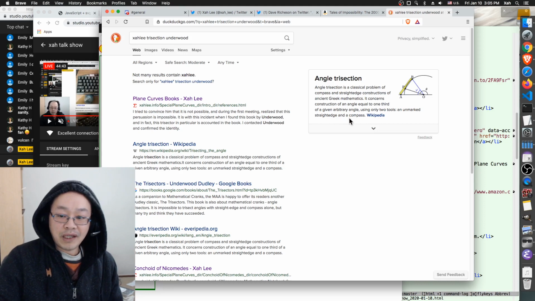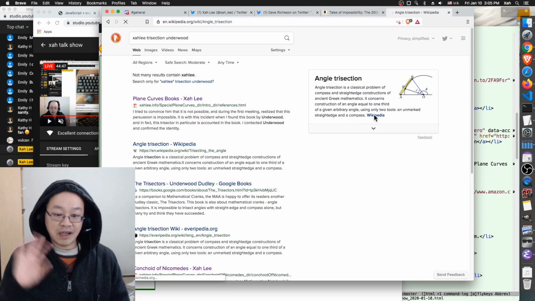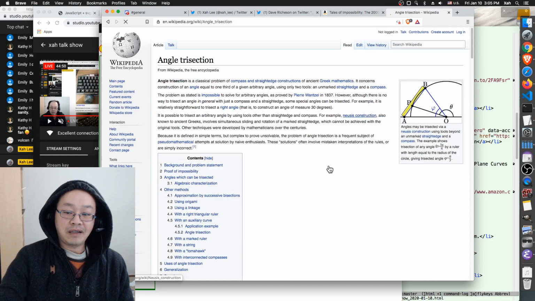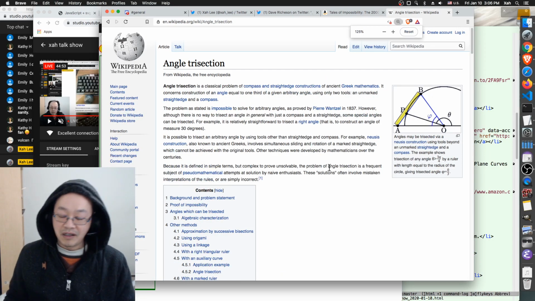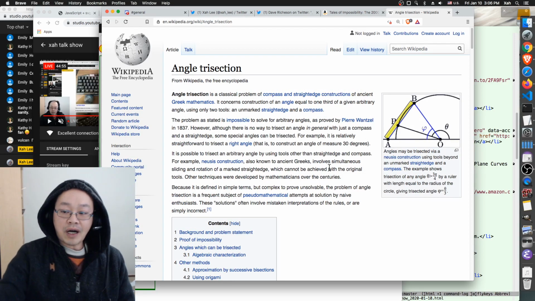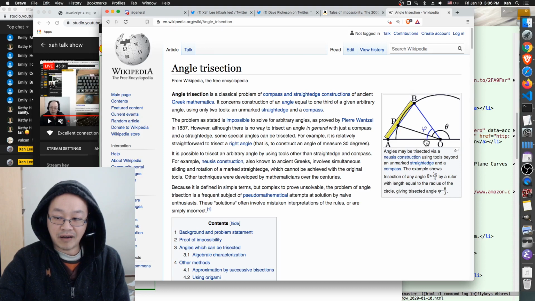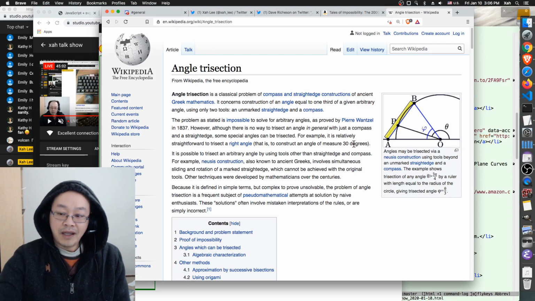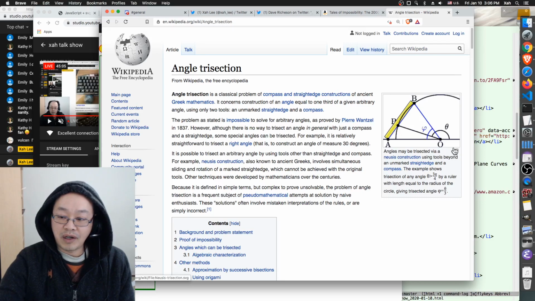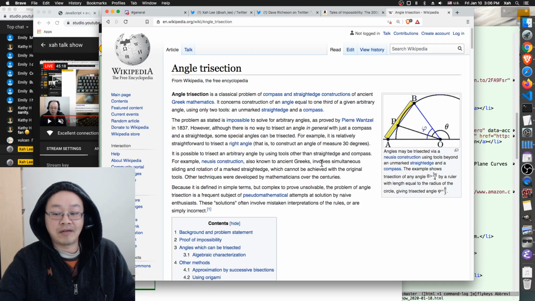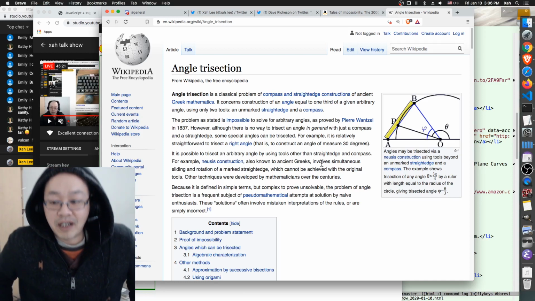So what is the problem? Today you can read it on Wikipedia. It'll tell you in detail. The problem is you are given an angle on a piece of paper. So you are given an angle, like 3 points. Then you want to draw a line that is 1/3 of the angle. In essence, you want to find a point and draw a line so that this angle is 1/3 of the given angle. That is the general problem.